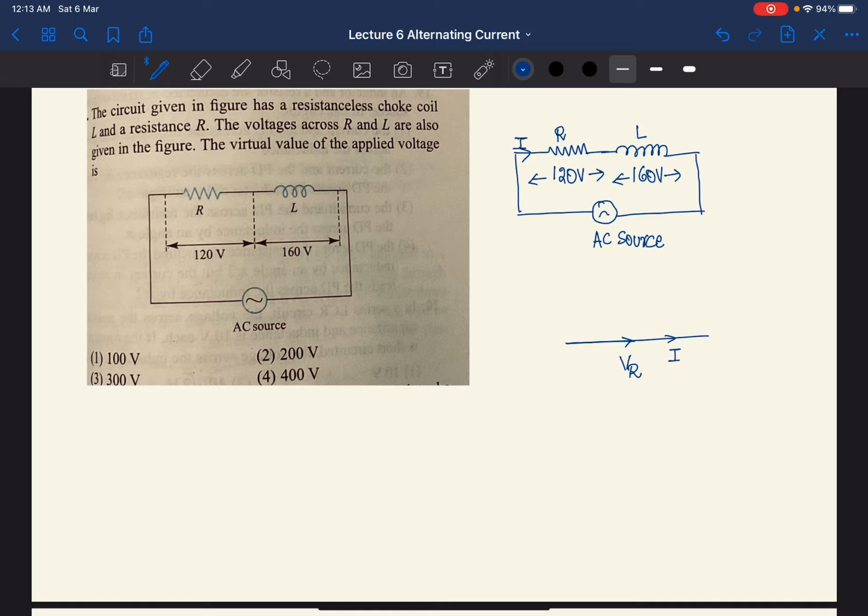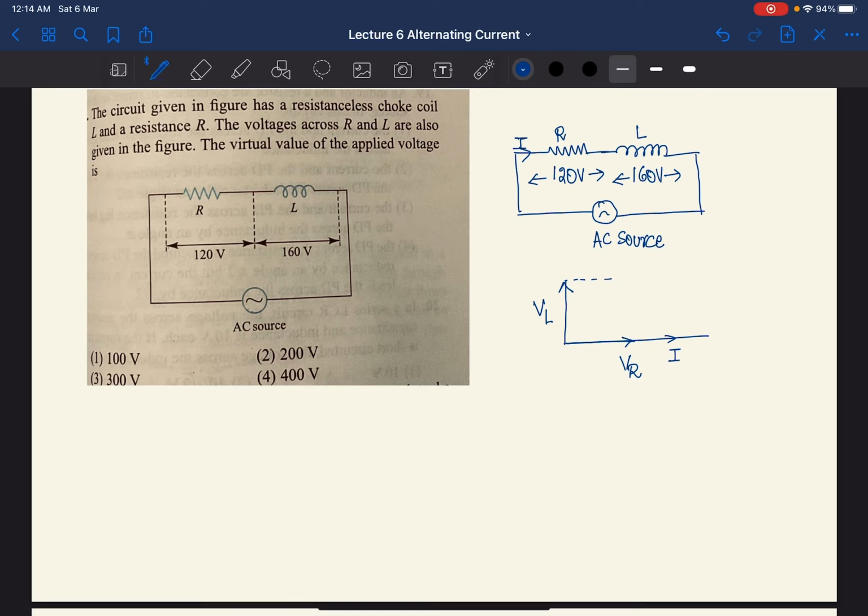We know that the voltage across the inductor leads the current by a phase of pi by 2. So when we represent the voltage across the inductor, we represent it like this. So this is VL. The net voltage will be the addition of these two voltages.